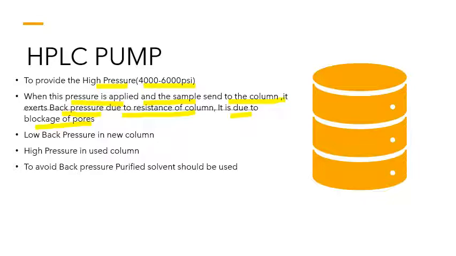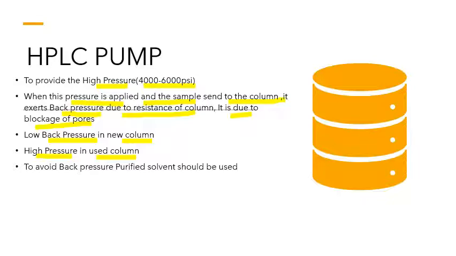The back pressure is low in a new column. If we use a new column in the HPLC, we have low back pressure. But high pressure is exerted in a used column, the column which was used before, because it causes blockage of the pores. So that's why high pressure is exerted in the used column.